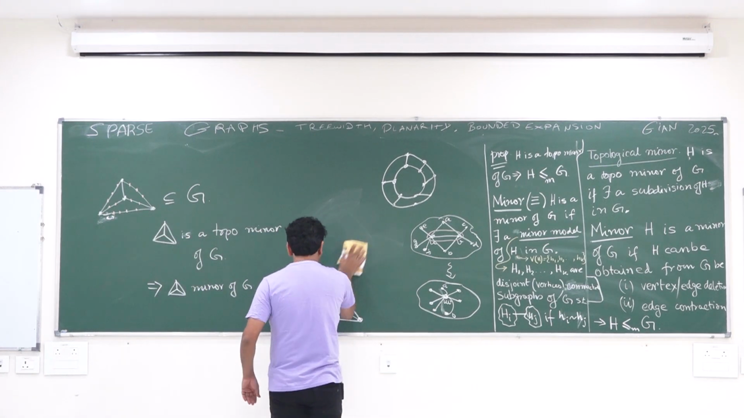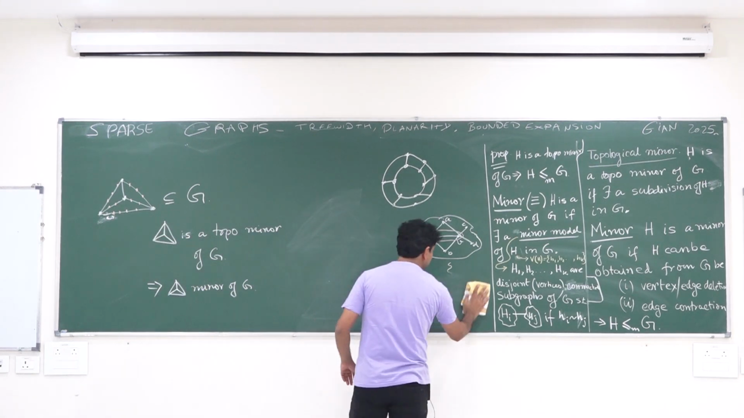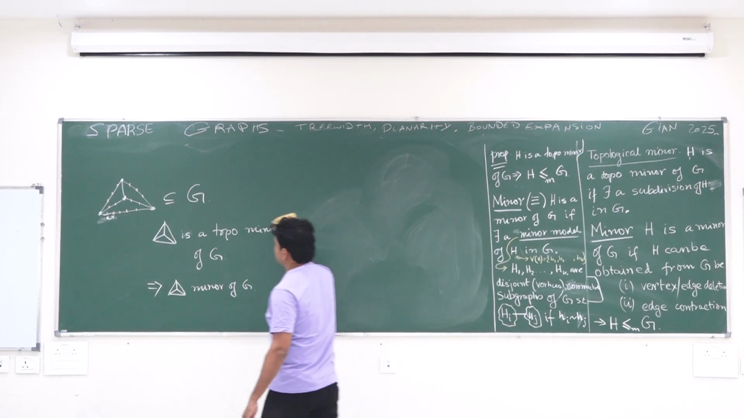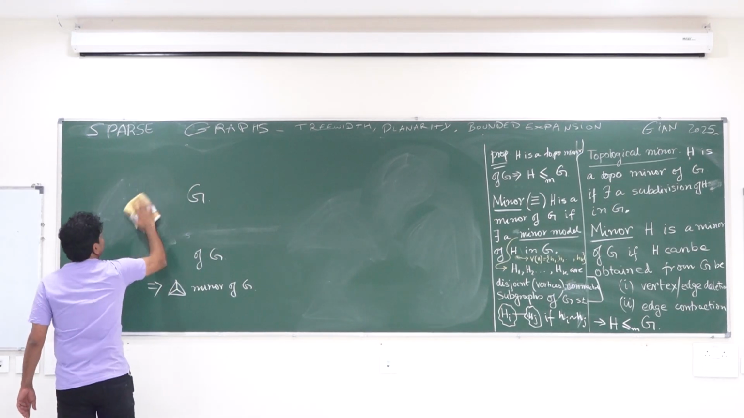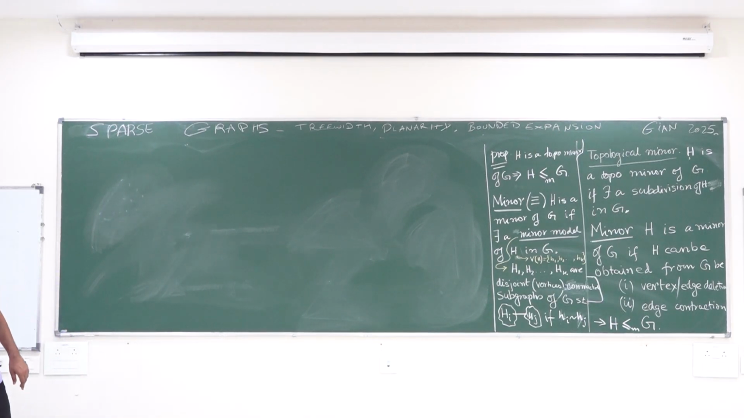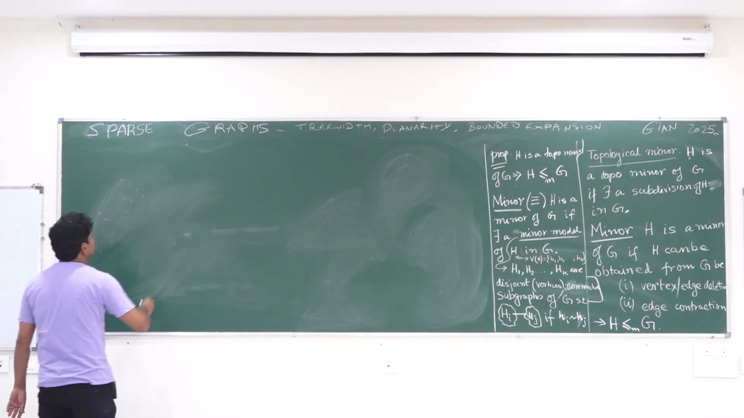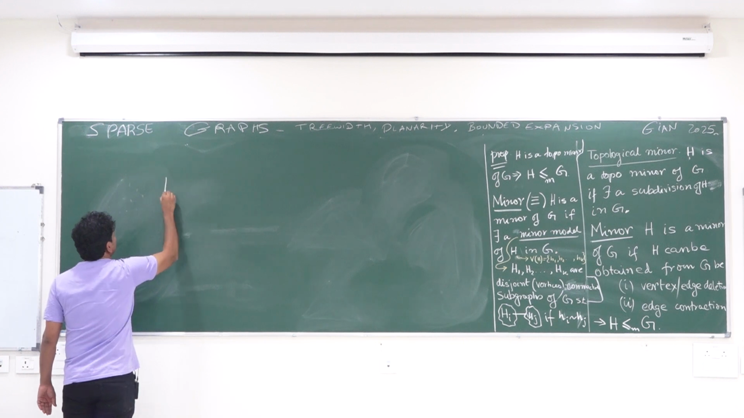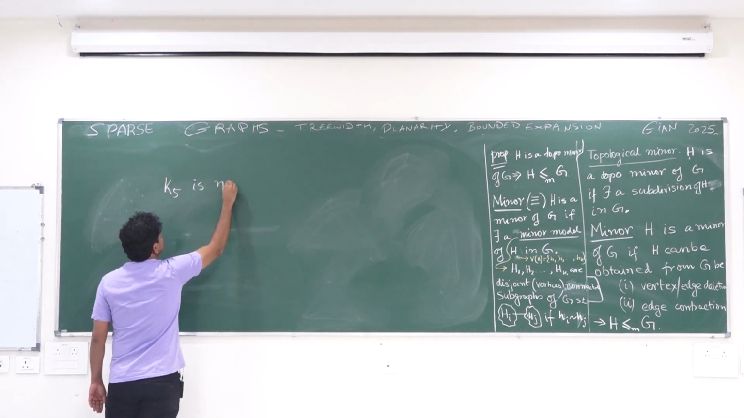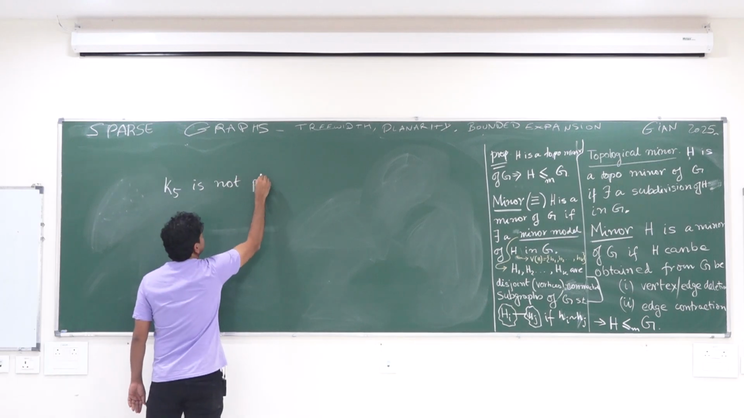Now I will recall one exercise question, a tutorial question. Maybe some of you did it and not everyone did. Please tell me the solution, for those who have done it. It's easy. K5 is not planar.